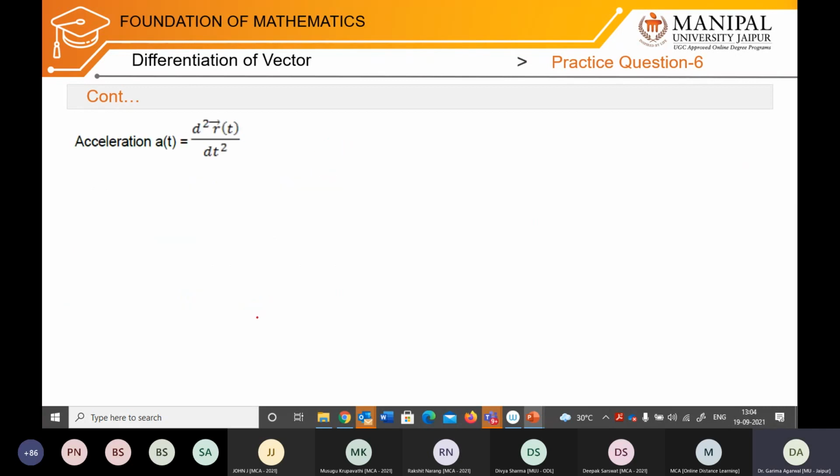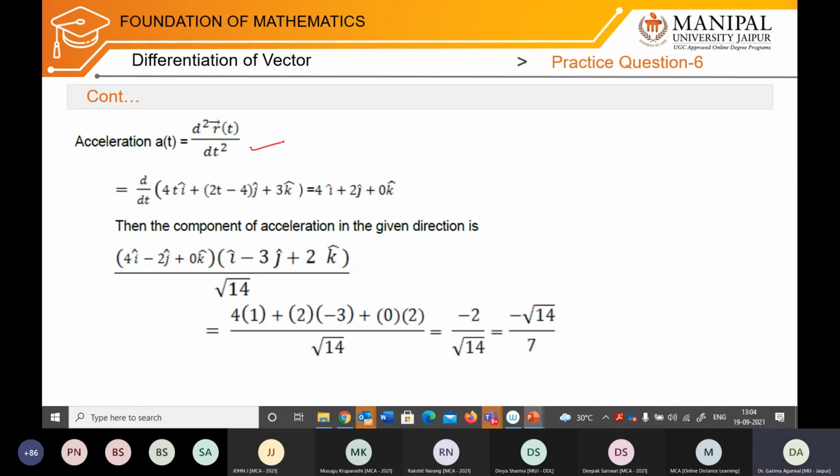Similarly, we can find the acceleration at time t equals 1. Then again we can find the acceleration in the direction of this vector i cap minus 3 j cap plus 2 k cap. So we just use this unit vector: acceleration dot unit vector.